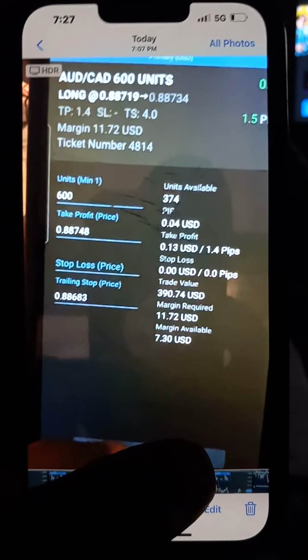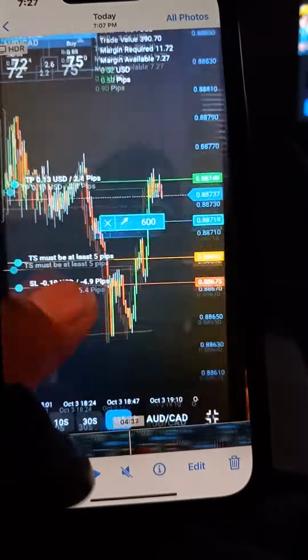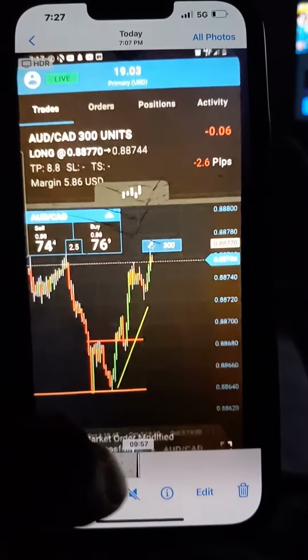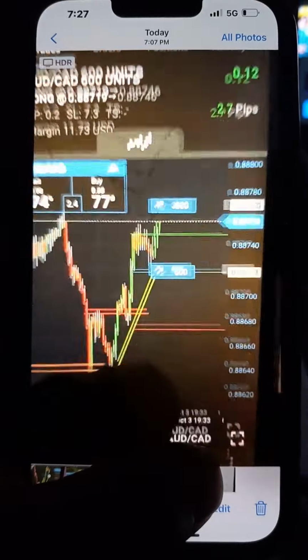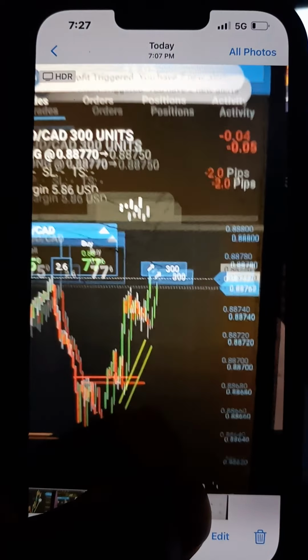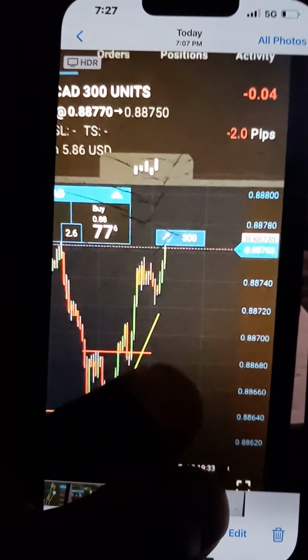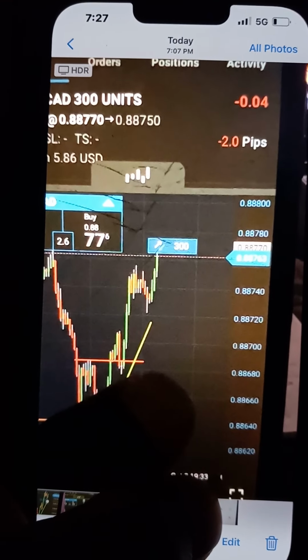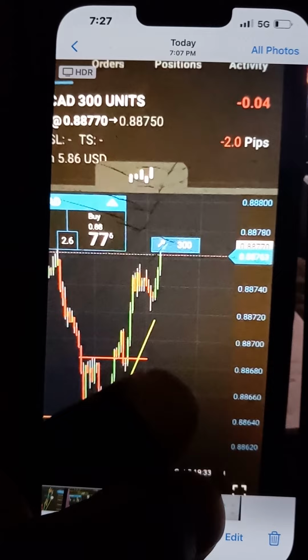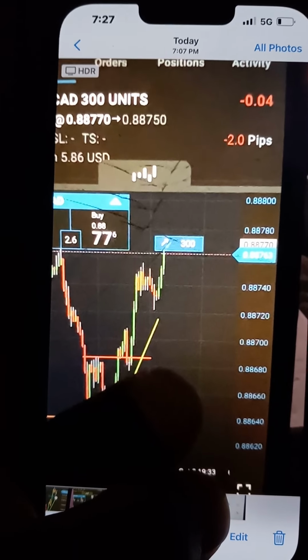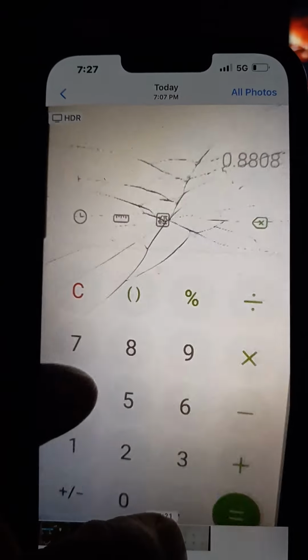Take profit was 0.88748. So 0.88748. You look at the top, you see 0.88770. It hit my target price. I made a profit of 13 cents on that trade.